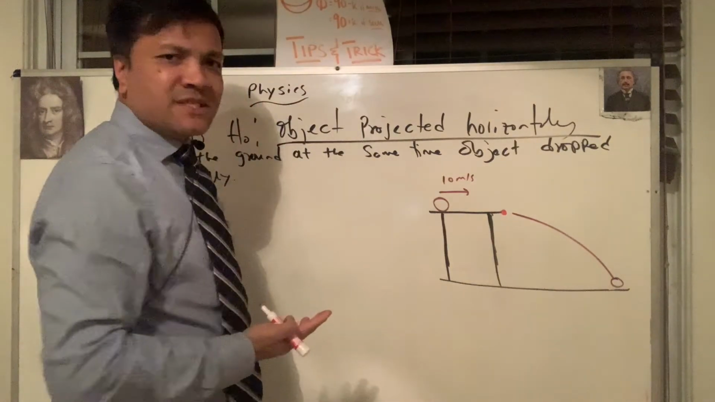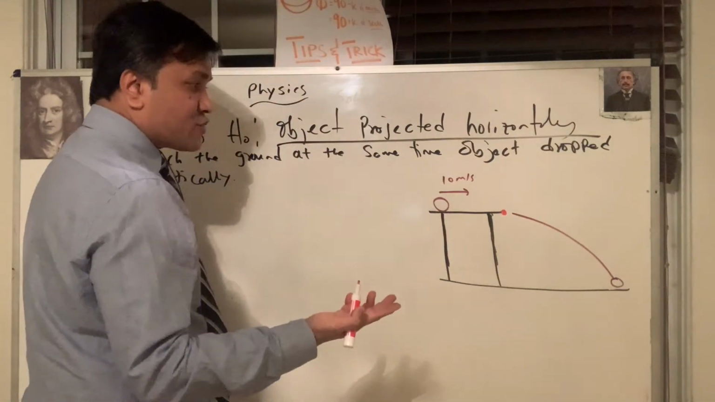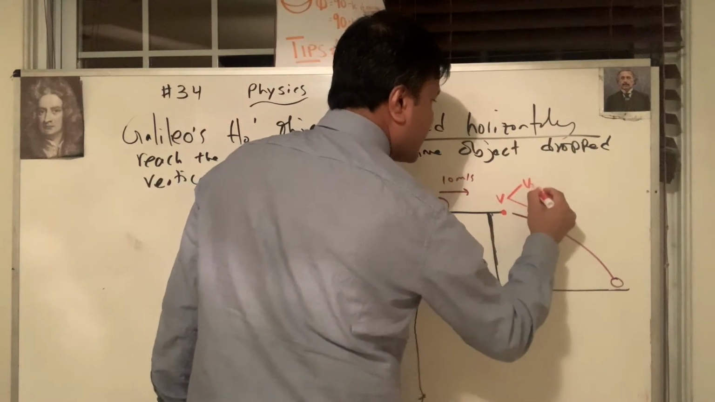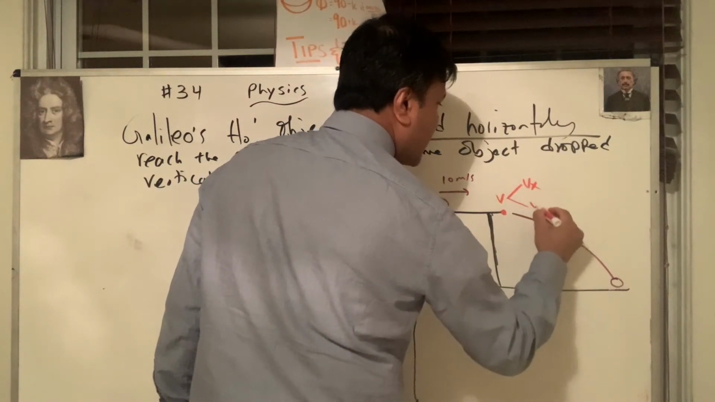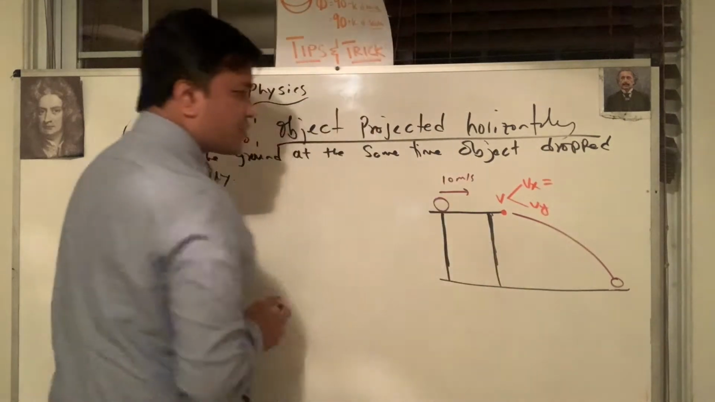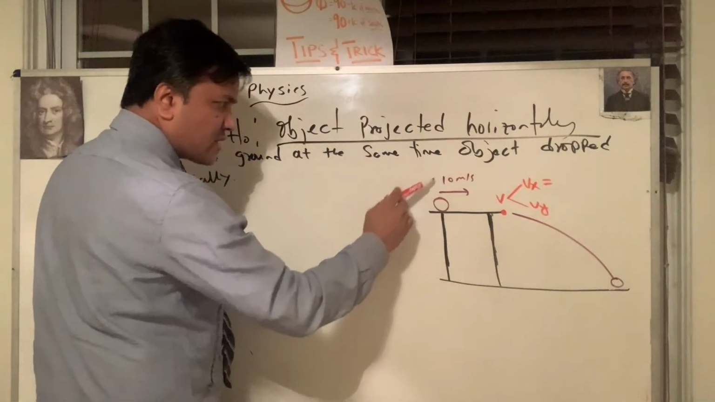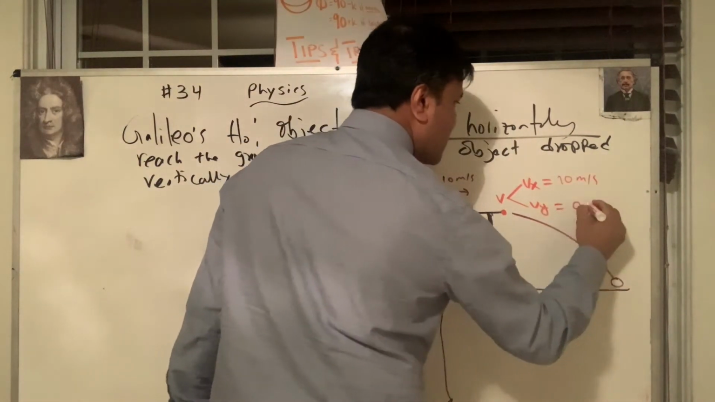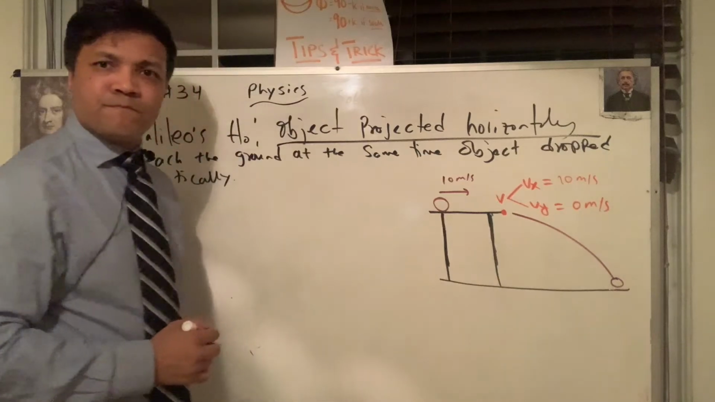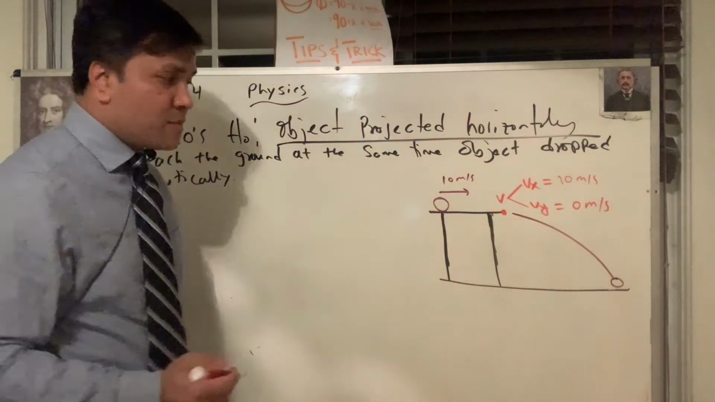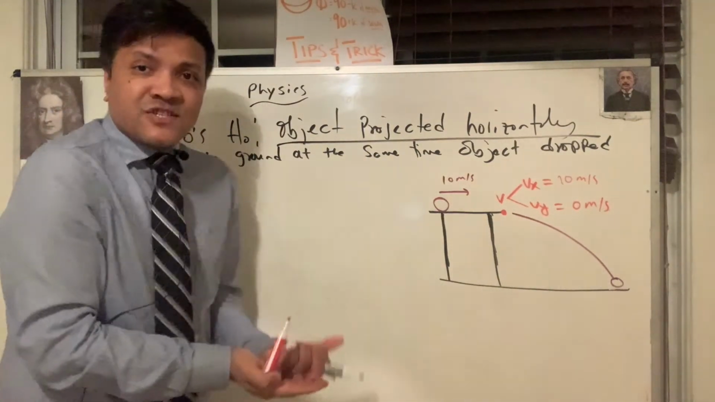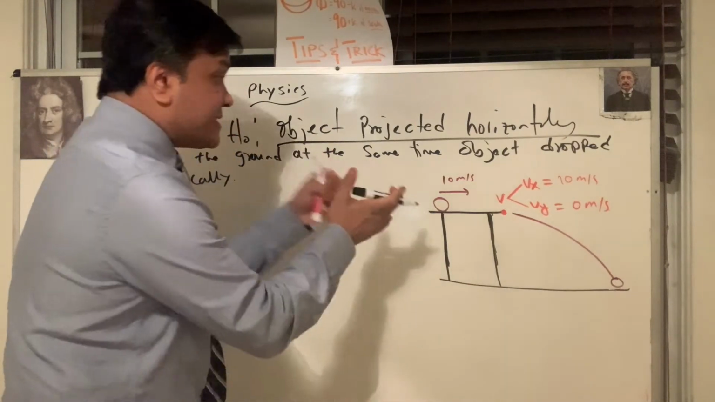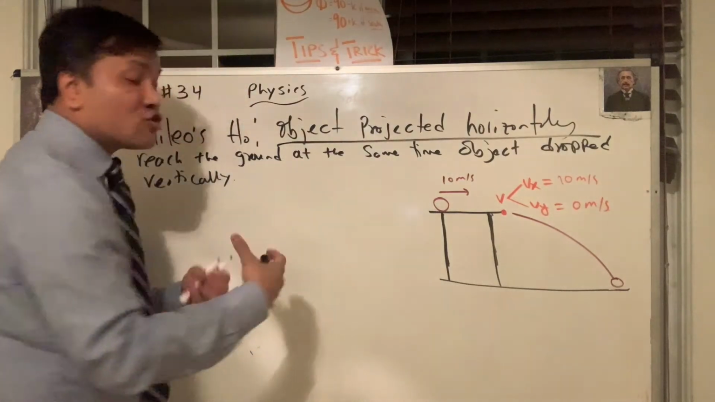At the edge of the table, the velocity has two components, Vx and Vy. Object rolls horizontally means that Vx is 10 meters per second, and Vy is 0 meters per second, by definition. This is why Galileo is saying that this is the same as an object dropped.